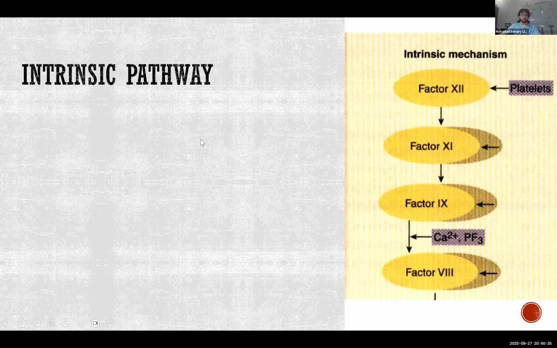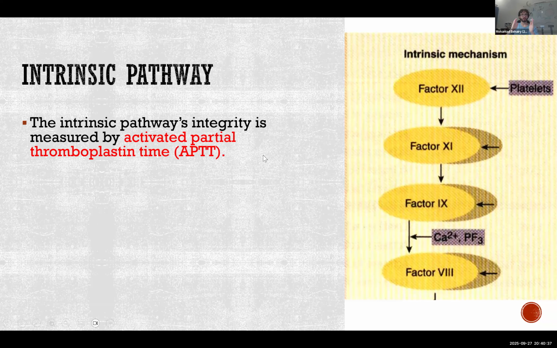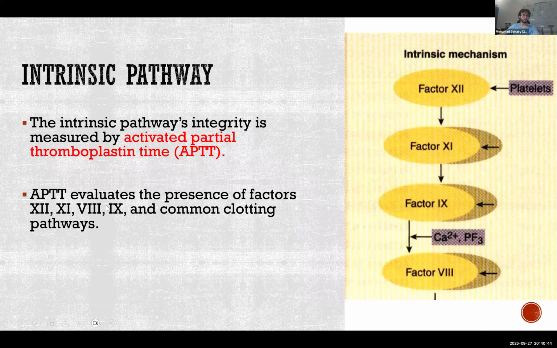Okay, for the intrinsic pathway, we measure how well it's doing by seeing the time of APTT, activated partial thromboplastin time. PTT, play table tennis inside, for the intrinsic pathway, which will evaluate the presence of 12, 11, 9, or 8, and the common clotting pathways. I told you guys, if you have a problem in the extrinsic pathway, the problem will be in the extrinsic factors and the common factors. Problem in the intrinsic pathway, the problem will be in the intrinsic factors and the common pathways. Is that clear? Does that make sense to you guys?